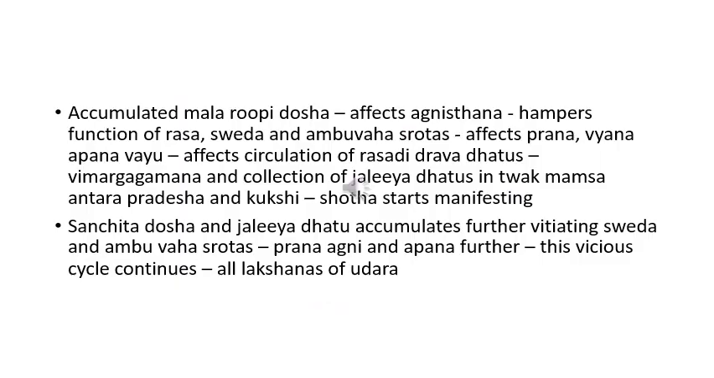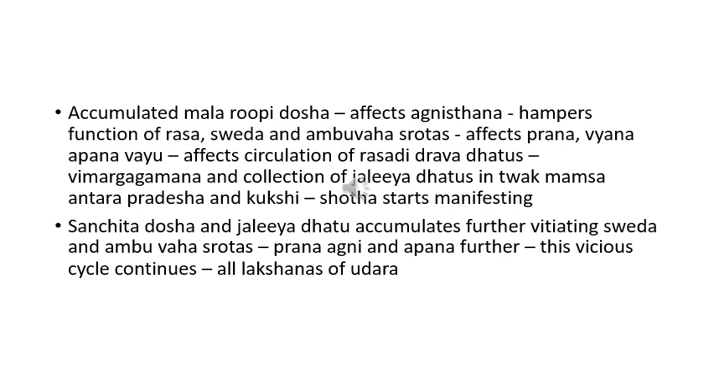So on explaining the slokas, we can say that the accumulated malarupi dosha, there is constant Mala Sanchaya present. Sanchaya means accumulation. Obviously it is going to affect the Agni. When this Agni gets destroyed, it hampers the formation and functioning of Rasadhatu and the Malas like Sveda, and generally the Ambu or the Kleda in the Sharira. It also affects the Prana, Vyana and Apana Vayu. And when Vyana Vayu and the others are affected, it affects the circulation of these Rasadi, drava dhatus and the jaliya amsha of the sharira. And if circulation is affected, there is accumulation and ongoing accumulation.